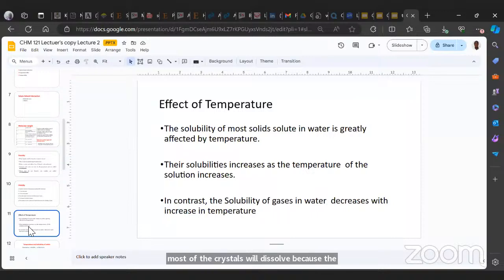So when you increase temperature, solubility increases, especially for solids dissolving in solvents, in liquids. So for liquids and solids, temperature is very significant. Temperature increases their solubility, but it's the opposite for gases. For gases, when you increase the temperature, solubility will decrease.